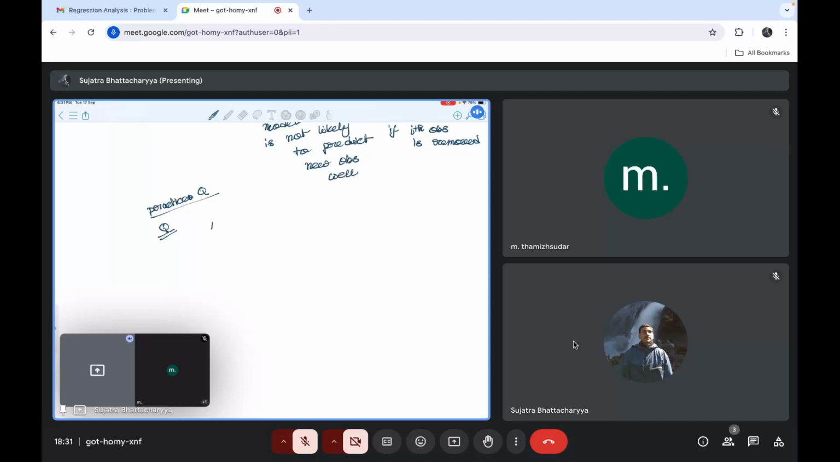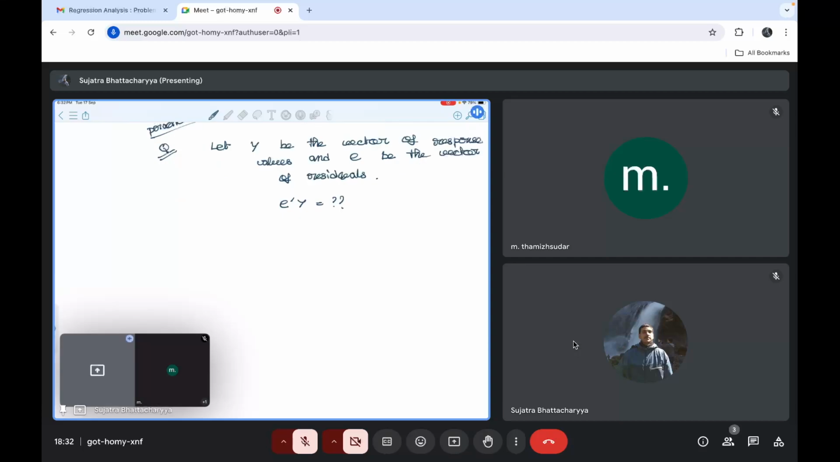So first question is, suppose y is the vector of response values and e is the vector of residuals. We know these symbols. Now they ask e dash y will be equal to what? I'm not giving the options in the question. If you look, you will find several options. So let us try this.